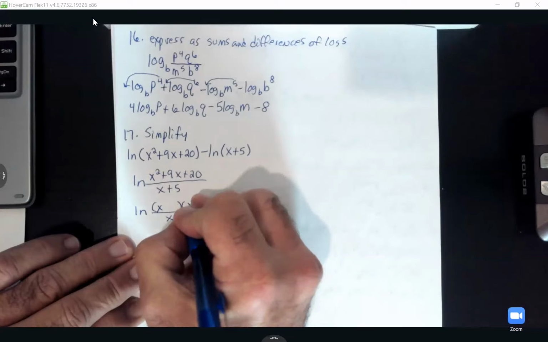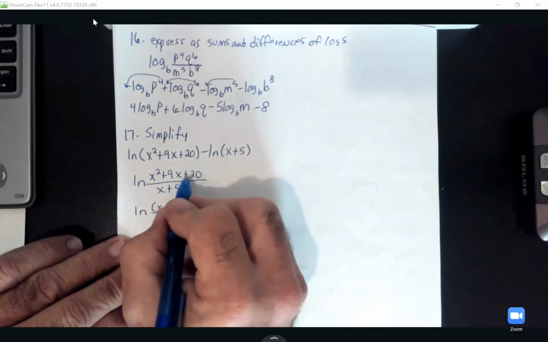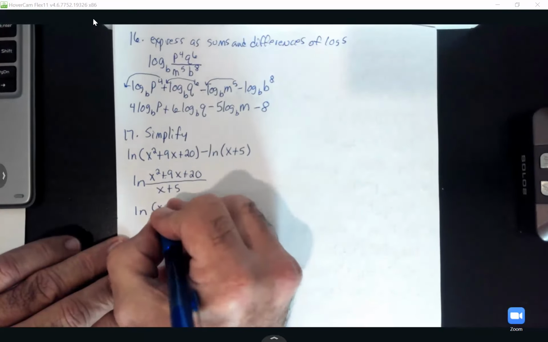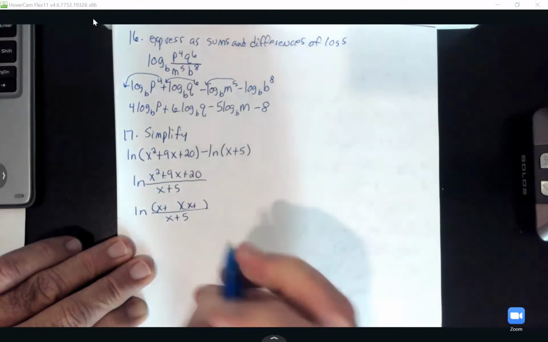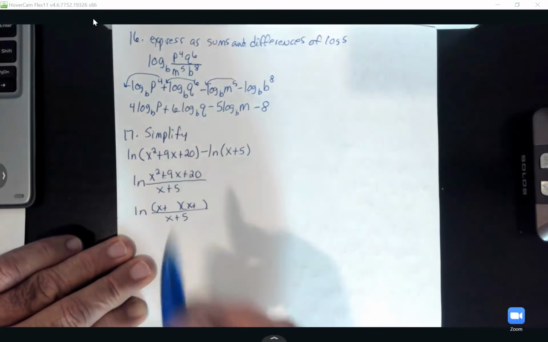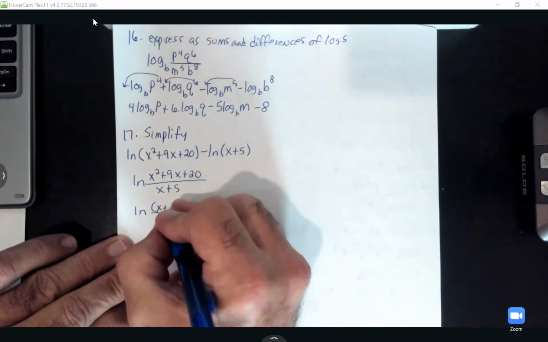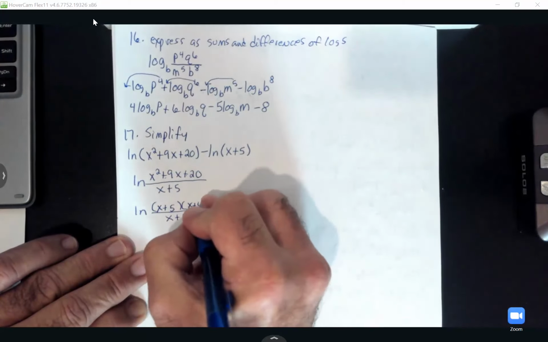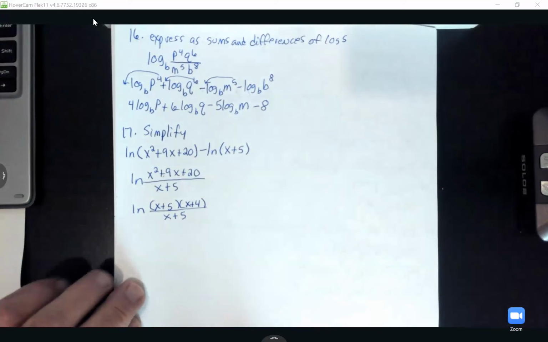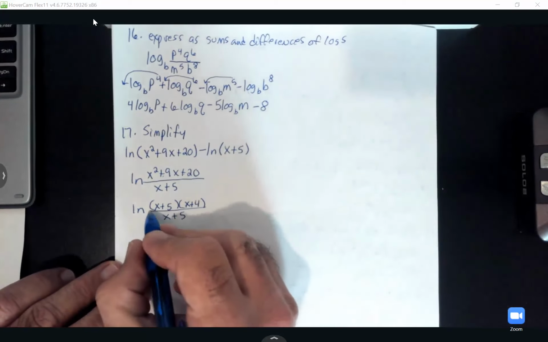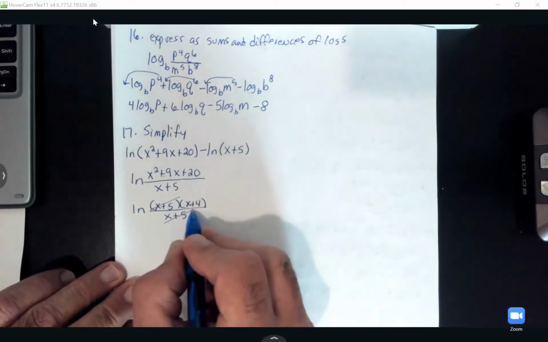We're going to factor the top, x and x. Last one's positive, so both of these will be positive. Factors of 20 that'll equal 9. Well, y'all, that's going to be what, a 5 and a 4. There you go. So on that one, you're going to cancel out that common factor.